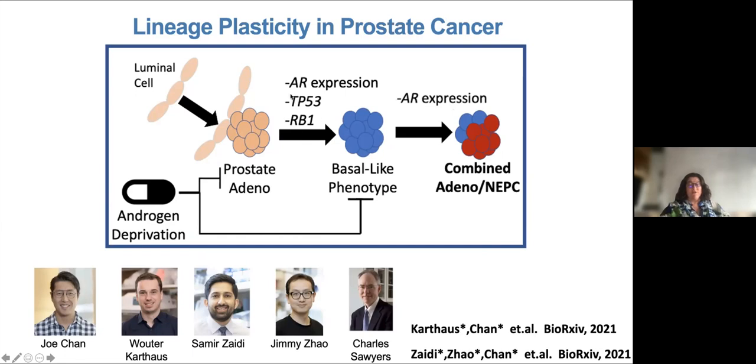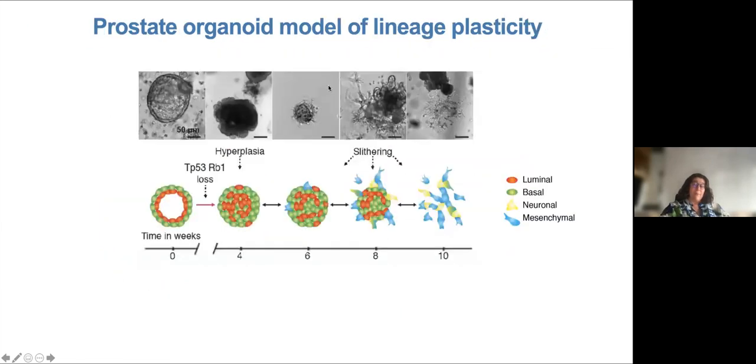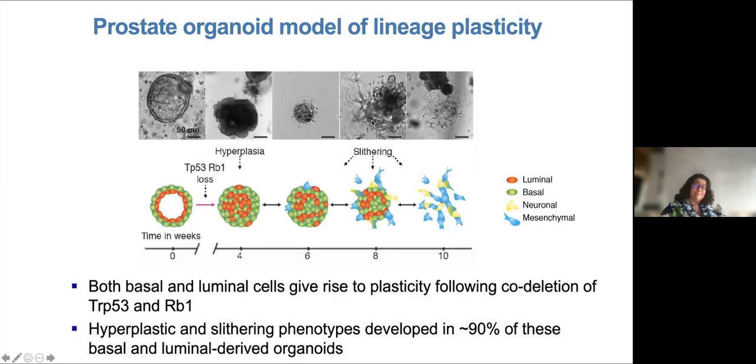But of course, not all of them do. Something else is going on. What else is going on? So we decided to induce plasticity by deleting these two genes in these prostate models. And we see that after about 4 weeks, we get this hyperplasia where these organoids become dark and filled in. And after 8 weeks, we even get these ugly mesenchymal slithering-like phenotypes, as you can see here. So we have this pretty normal phenotype, this ugly filled-in phenotype, and the EMT slithering one.